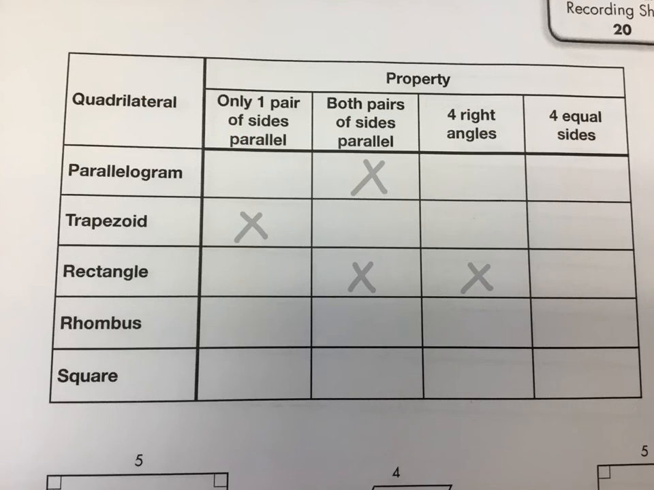Okay, so now we need to mark our information on our chart. Only one pair of parallel sides? No. Both pairs of sides are parallel. We're going to go ahead and mark that because both pairs of sides are parallel. It's not going to have 4 right angles, but it will have 4 equal sides. So we need to mark that one.